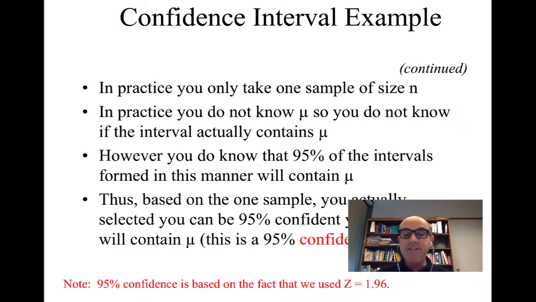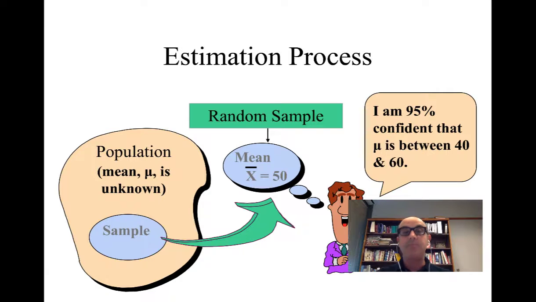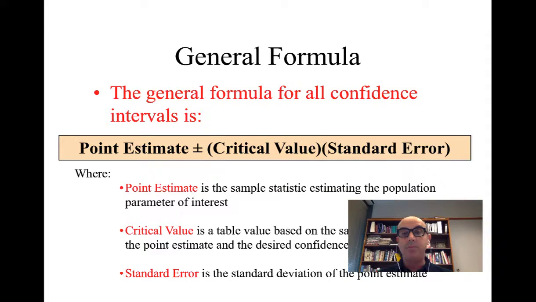So the 95% confidence is based on the fact that z is equal to 1.96. So, estimate process, random sample. We are talking about the population. We are talking about confidence that the mu is between 40 and 60. And this is how we will apply it when we take a random sample.